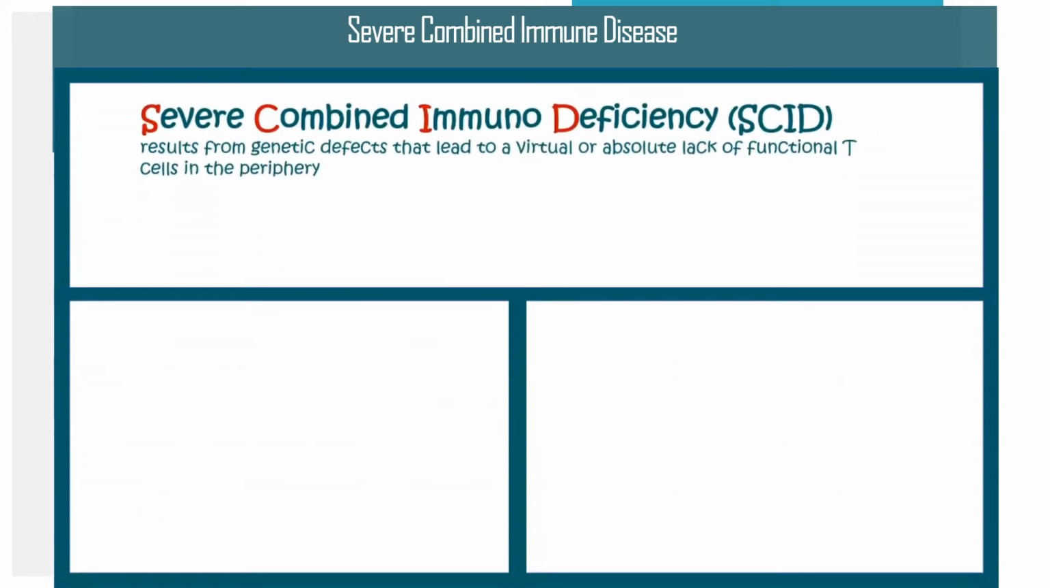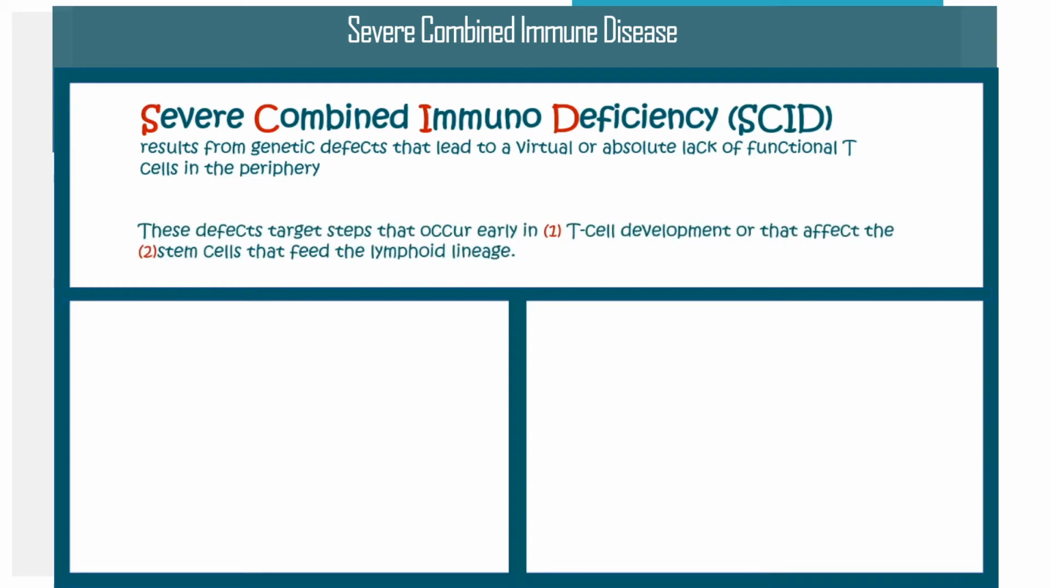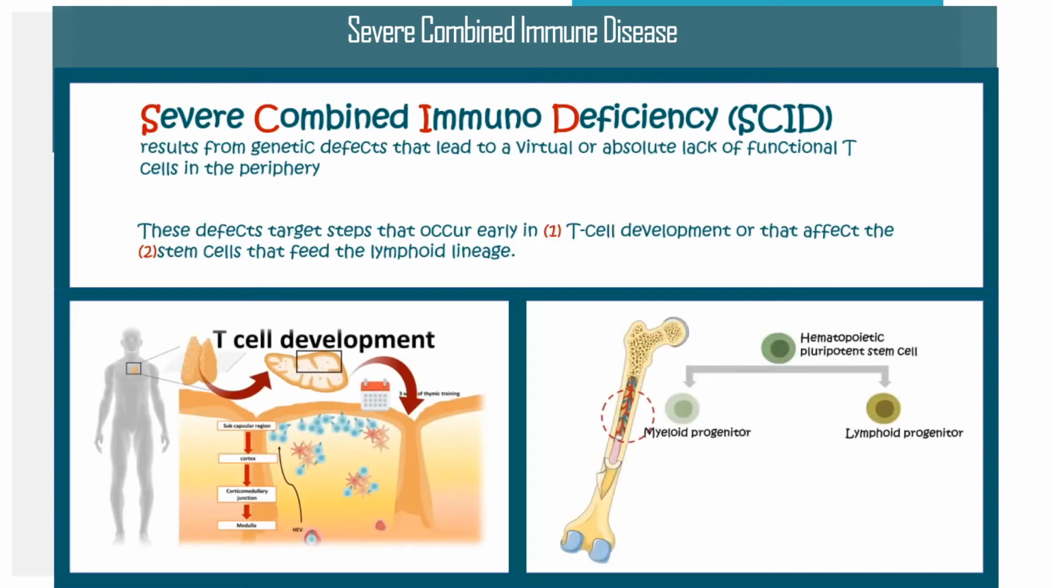Now severe combined immune deficiency results from genetic defects that lead to an absolute lack of T cells in the periphery. Generally, T cells are circulating in the periphery, but in these diseases the circulating T cells are literally absent. Why are these T cells absent? They are absent because these defects, which are at the genetic level, occur in the very early stage of T cell development, or they affect the stem cells that feed the lymphoid lineage. So, these are the two defects that happen in severe combined immunodeficiencies.